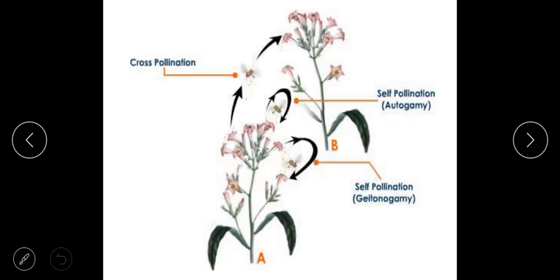Here in this figure, you can see how pollination is taking place. It is showing autogamy as well as geitonogamy.